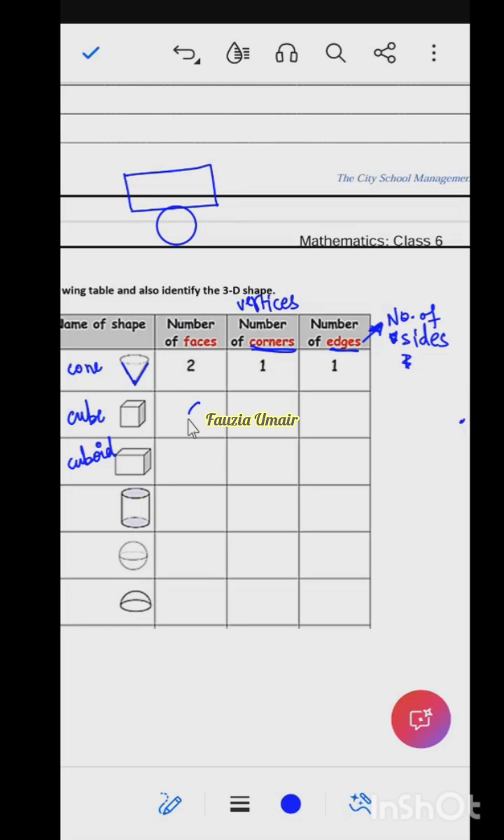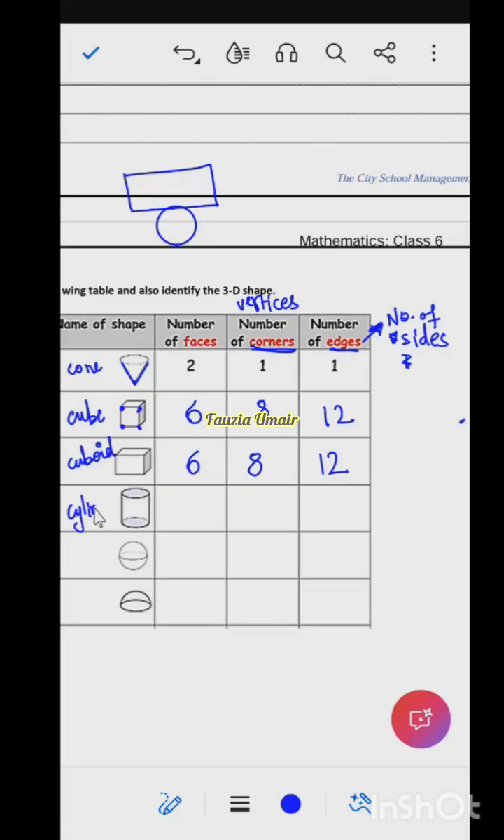6 faces. How many corners? 8 corners. How many edges? 12. Right? 4 in the front, 4 at the back, and 4 are joining them in the middle. So total 12 edges, your sides are there. So what about the cuboid? Same thing. 6 faces, 8 corners, and 12 edges. Okay? Now comes the cylinder.